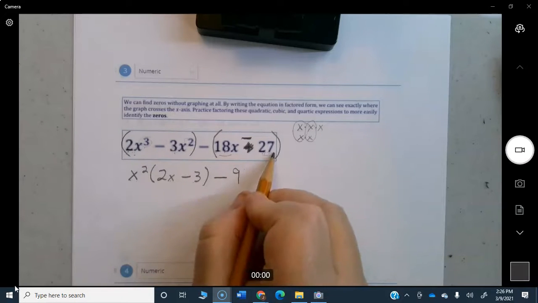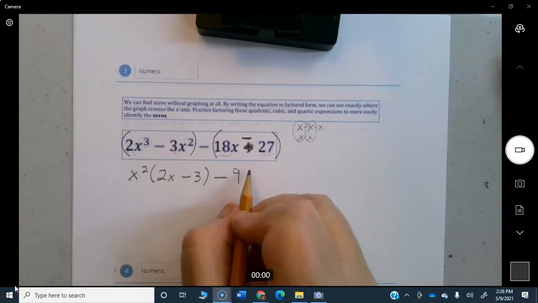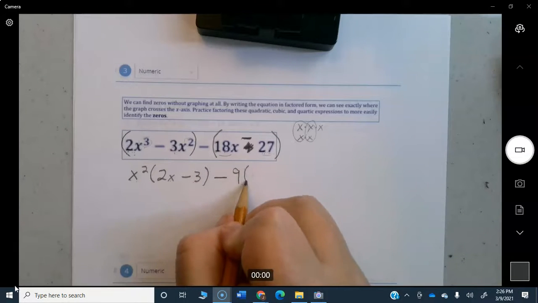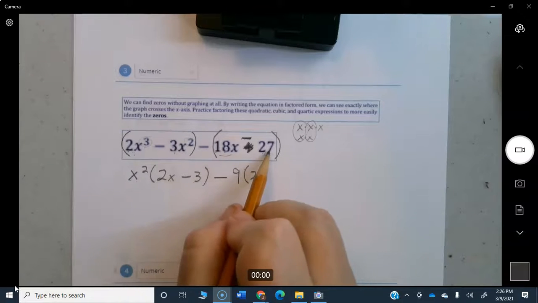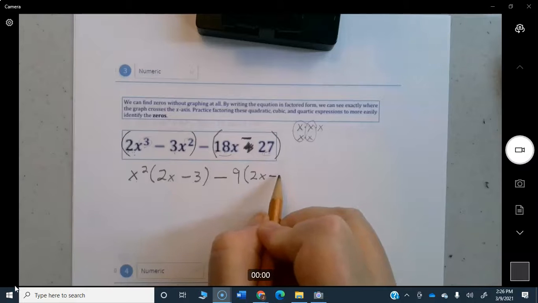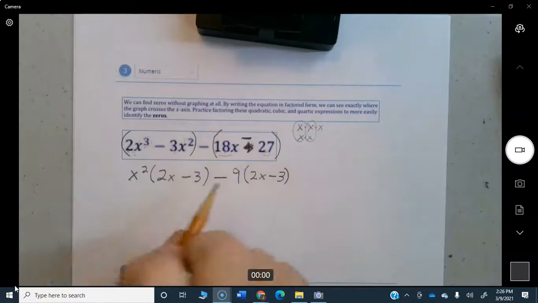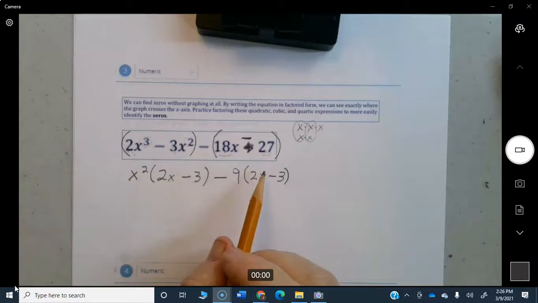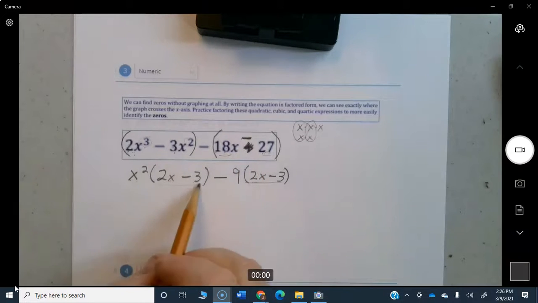Now this one doesn't have an x, so you can't pull any x's out. So the only thing you can pull out is that 9. So to make this 18x, we're going to make this 2x. And to make this 27, we pulled a 9 out, we're going to make this minus 3. Okay? And what we needed to make this work, and the reason the problem wouldn't work before in class, is because these two terms have to be the same for this method to work.